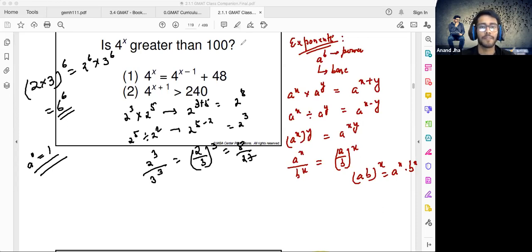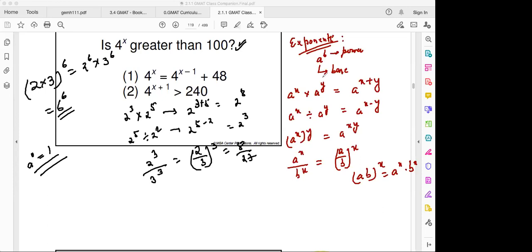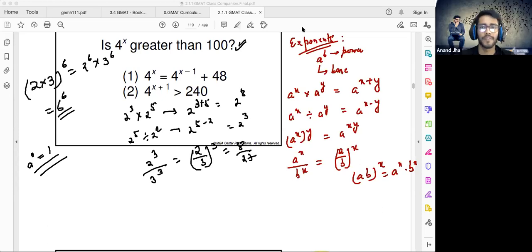Okay, is this example clear for everyone? 4 power x greater than 100. Why? How was it greater than? Yeah. So this was just the basics of exponents, nothing more.